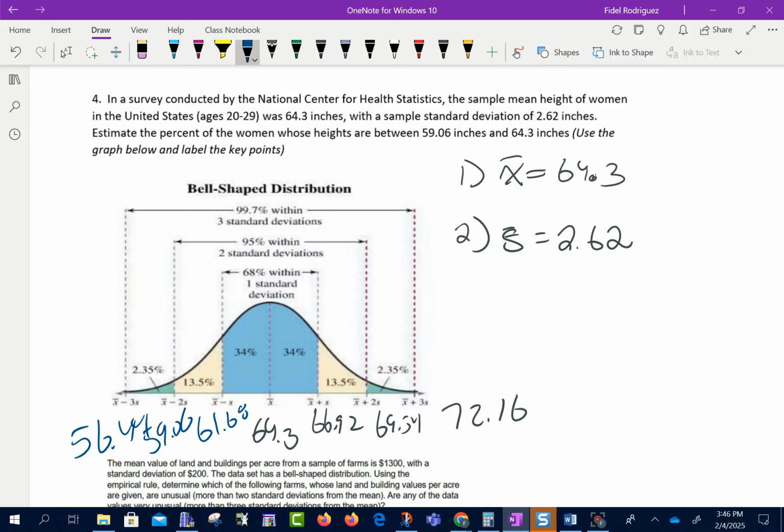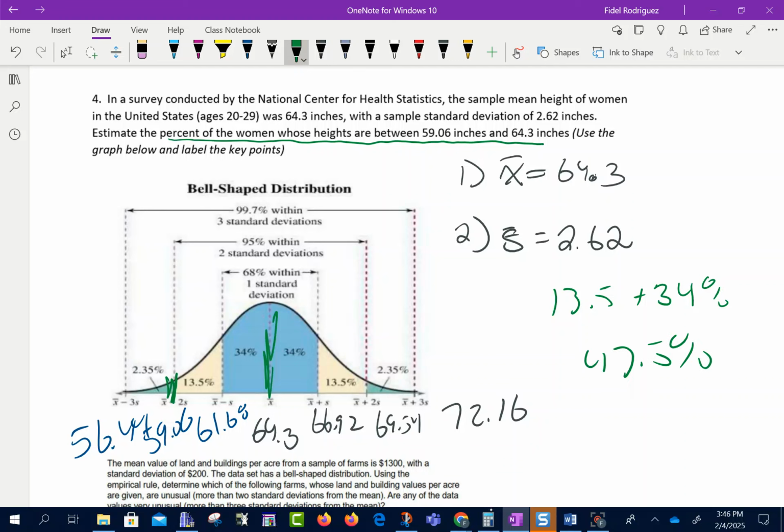Now let's see. What are we trying to find? We're looking to estimate the percent of the women who are between 59 and 64.3. Okay. Between 59.06, which is right here, and 64.3, which is right here. So again, y'all, I'm going to add those together. 13.5 plus 34%. That is 47.5%, right?